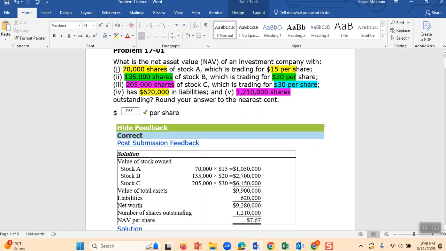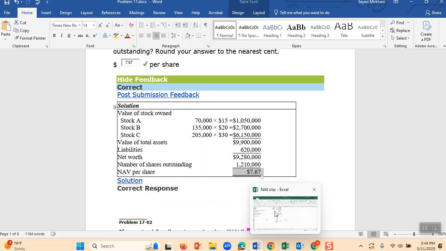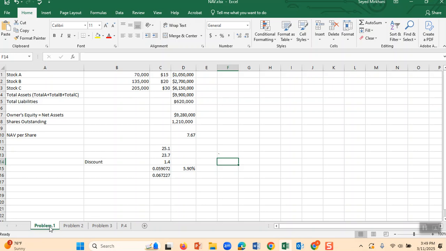And now I have assigned the students a new assignment here, where we are going to use Excel to put these three problems in Excel, which I have put in there for you all to see how I did. I want you to take a look at stock A, 70,000 times this. Stock B, stock C. I allowed Excel to calculate this number for me. And then here, this is Excel and problem number 1.